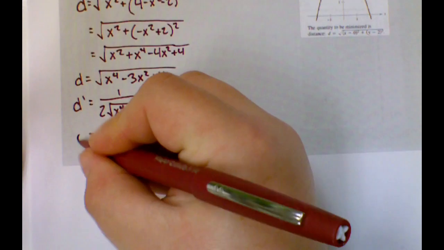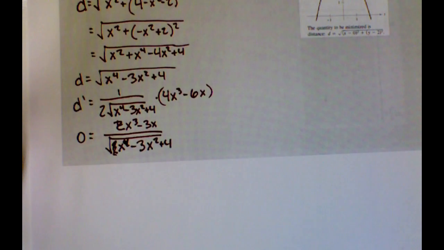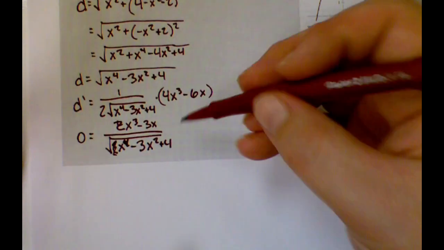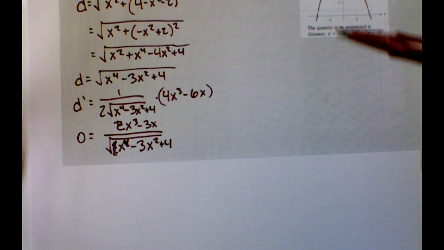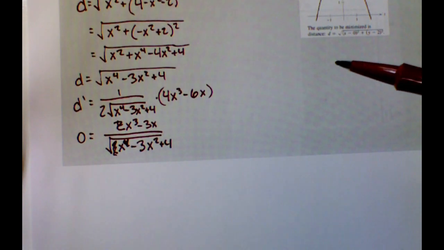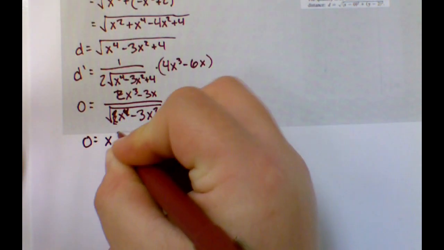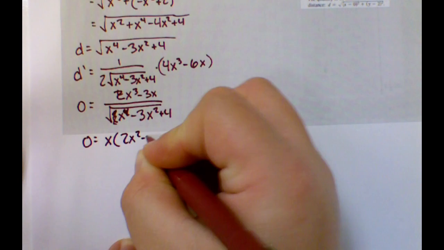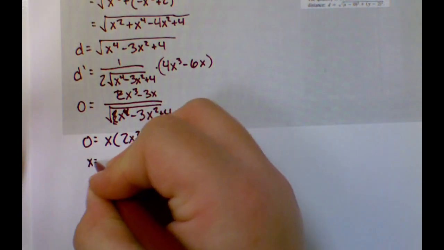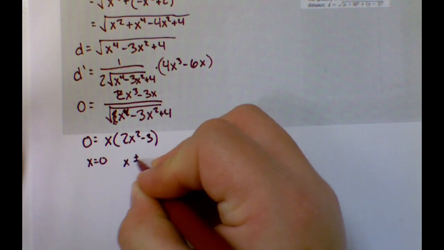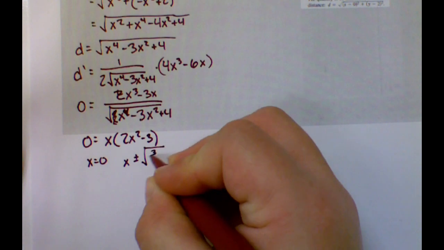So now we need to know where that is equal to 0 or does not exist. The bottom, since it doesn't factor, quadratic formula wouldn't really work. There's nowhere that the bottom is 0. So we just have to worry about the top. I'm going to take an x out. I get 2x squared minus 3. We get x equals 0, and x equals plus or minus the square root of 3 over 2.